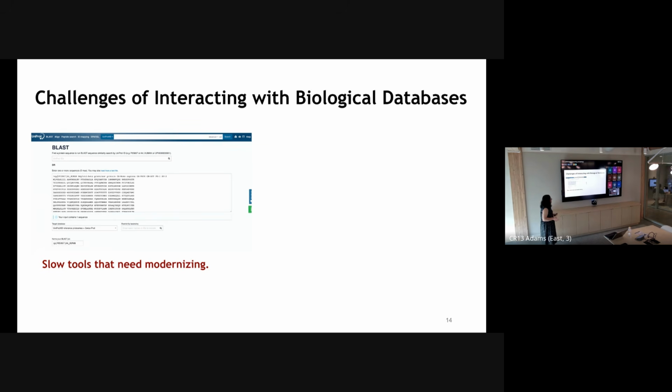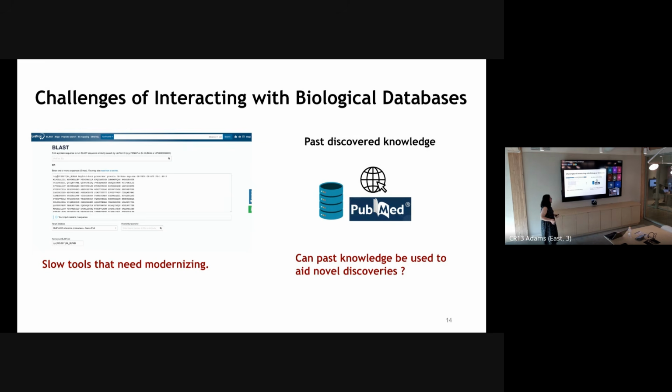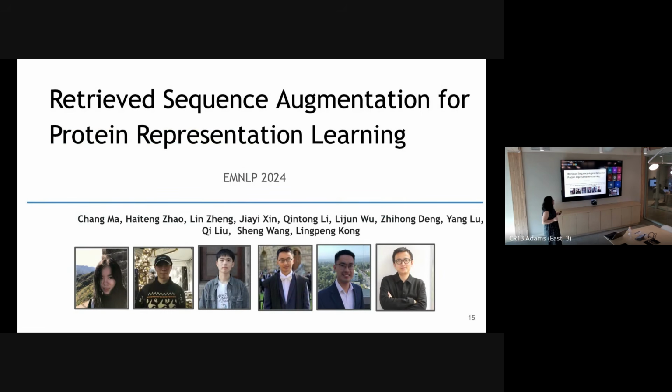We can see first that most of these biological databases were built long ago, maybe 10 or 20 years ago. So they are not very fast, and there are many slow tools that need modernizing. Also, a database is all about past discovered knowledge. How can we use the database to create new, novel discoveries? I will talk about each part in one paper. I'll first introduce our work on retrieved sequence augmentation for protein representation learning. It's basically how to use a protein database to enhance understanding of proteins.